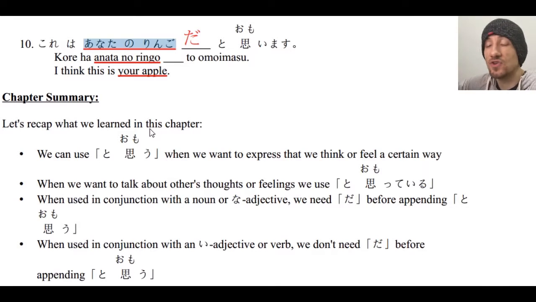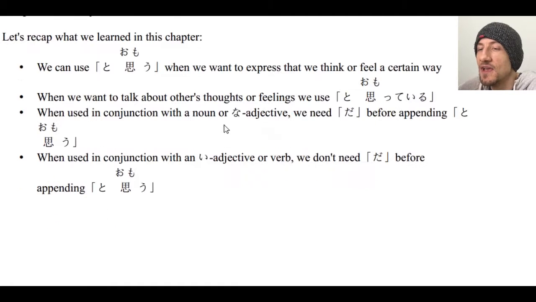All right, and that's it. If you are able to understand the differences between a na adjective, a noun, an e adjective, and a verb with と思います, then you've grasped the important part of this lesson. But anyway, let's see what we learned. We learned that we can use と思う when we want to express a feeling of uncertainty or something that we think. When we want to express other people's feelings or what other people are thinking, we do not use と思う, we use と思っている. When used with a noun or a na adjective, we need だ before と思う. And when used with an e adjective or a verb, we do not use だ. Just remember these points and you're good to go.